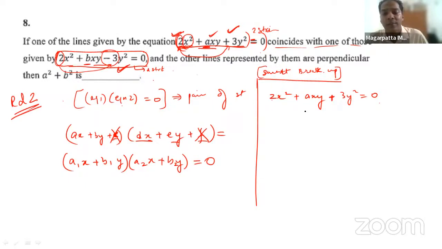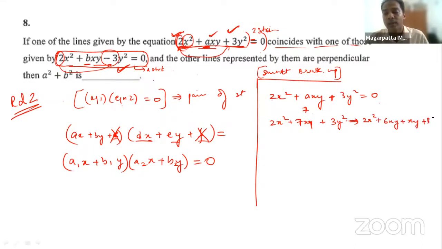Can I say a can be a 7, because 2x square plus 7xy plus 3y square can be split, and I can split this as 6 and 1. So I'll get 2x square plus 6xy plus xy plus 3y square, and then I could take a 2x common, and from here I'll take a y common, so 2x plus y, and from here I'll get the other term that I'll get would be x plus 3y, right? This could be one way of factorizing.